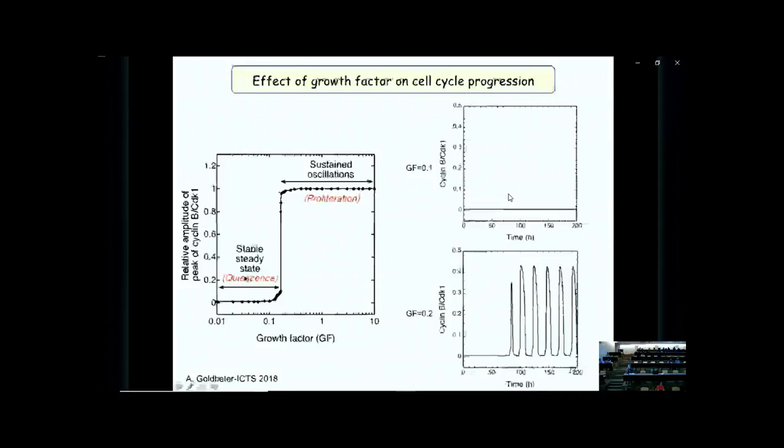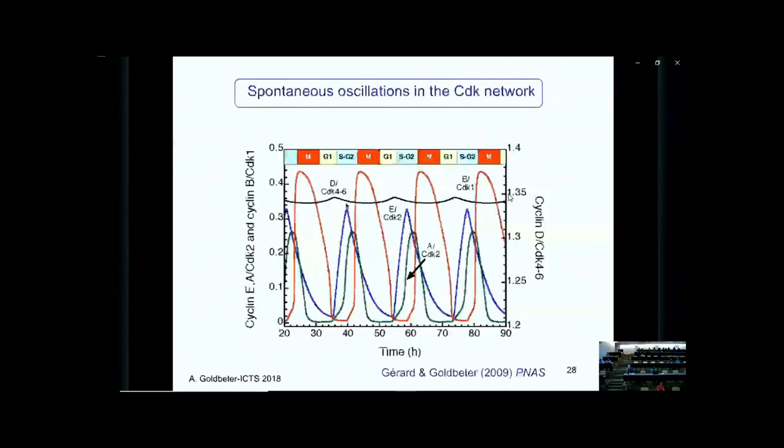Now we show not one variable, but four variables, the four complexes between cyclins and CDK. And you see that the first peak here is in red. Let's start here. The first peak is cyclin D, CDK4/6. Then the blue curve, which is cyclin E, CDK2. Then the green, cyclin A, CDK2. And then the red, cyclin B, CDK1. And we have successive rounds of activation, transient activation of the CDK cyclin complexes.